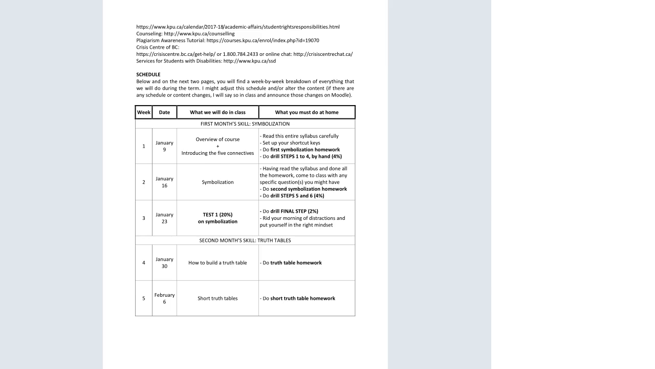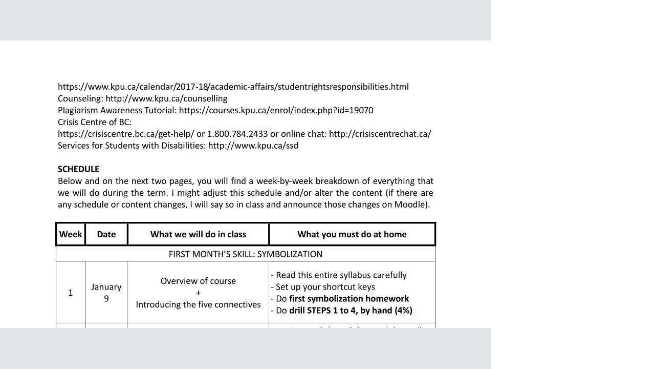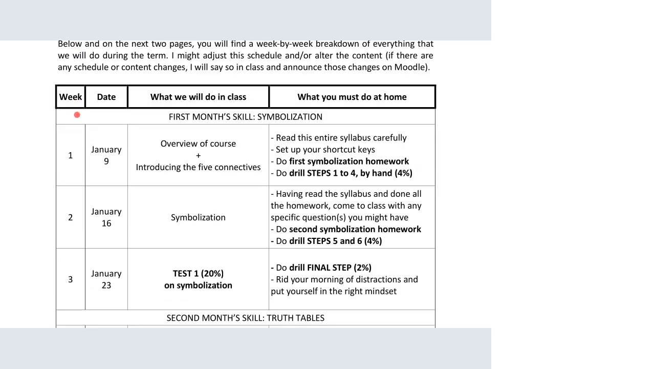Bunch of other stuff on there. Have a look. Here's our week-by-week breakdown. So often I'll start the class by having a look. So notice here, the way I've broken it down is, again, in three chunks, right? So first month, second month, third month. Here's the first month. This is where we're going to be learning symbolization. We're going to start really right away.